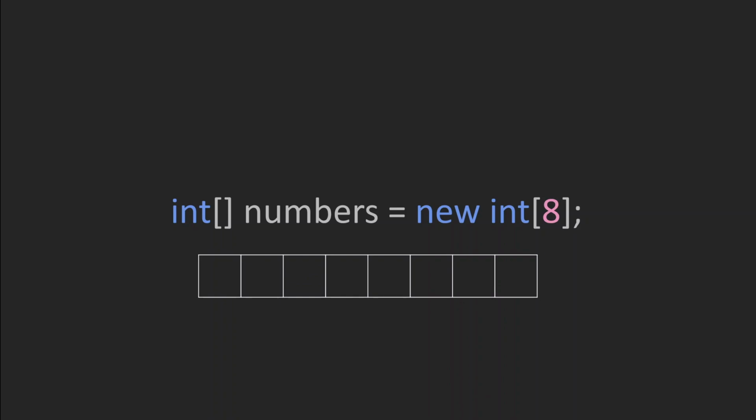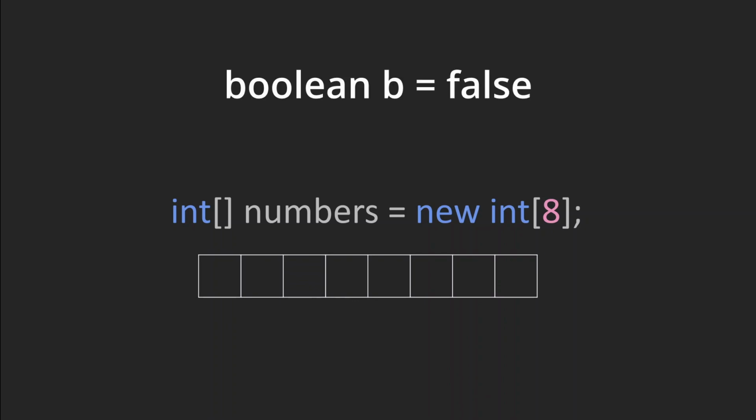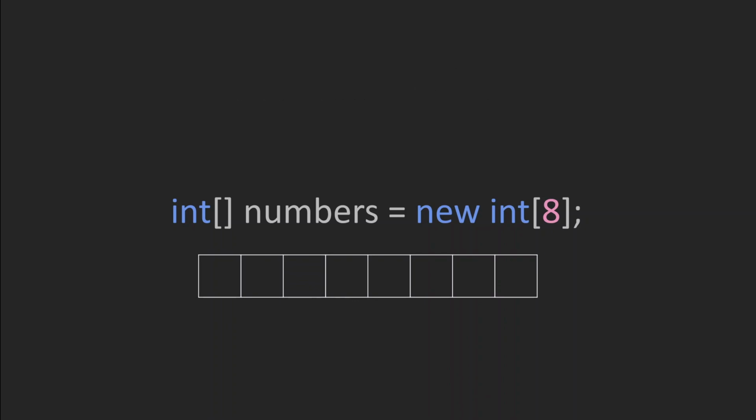Upon initialization, the cells contain values based on what type the array is. Each simple type in Java has a default initial value. For example, int is defaulted to 0. The default boolean value is false, and so on. For objects like string, the default value is null, indicating nothing is there. And so the array is initialized with the default value in each cell.